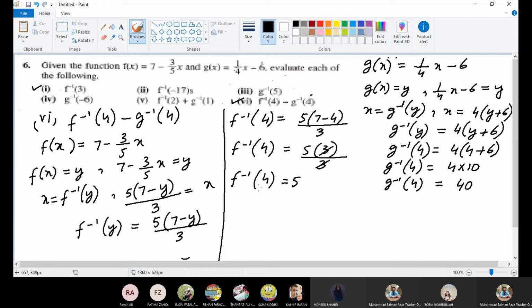f inverse of 4 is 5. So I'm going to write it like this: f inverse of 4 minus g inverse of 4. The answer of f inverse of 4 is 5, and the answer of g inverse of 4 is 40. So the final answer is going to become minus 35. This is how we solve the question.